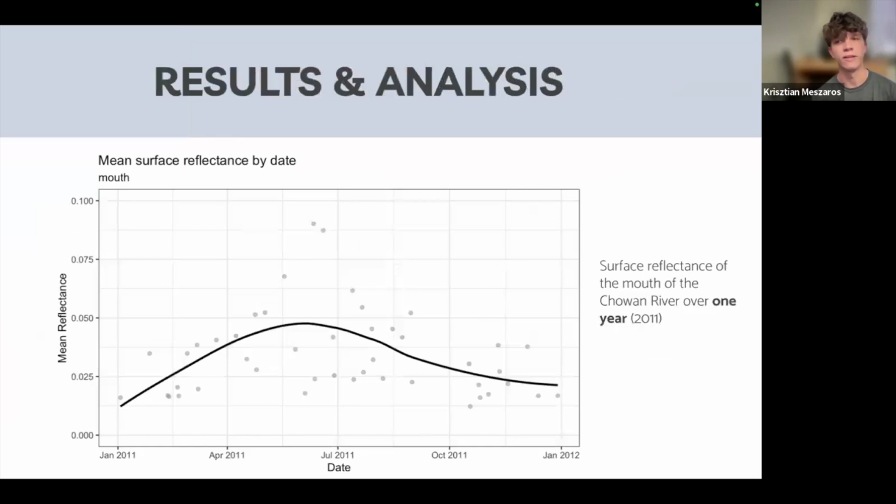Next, we have a graph of the mean surface reflectance across one year, in this case 2011, at the mouth of the Chowan River. As you can see, there is a rise in the surface reflectance in the summer months, which is to be expected. The conditions of the river change as the seasons change. For example, in the summer, you tend to get higher chlorophyll concentration and so on, which could account for the river getting slightly brighter. But again, the change is pretty small.